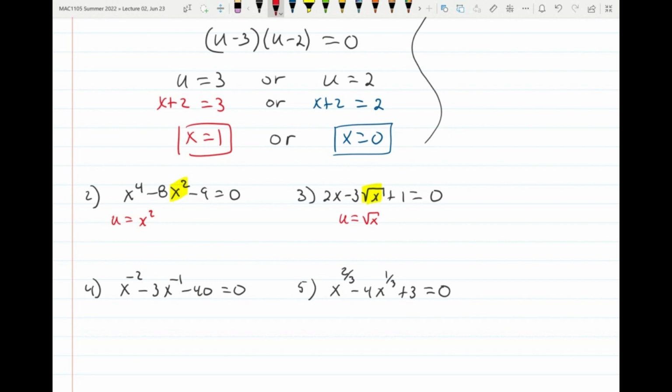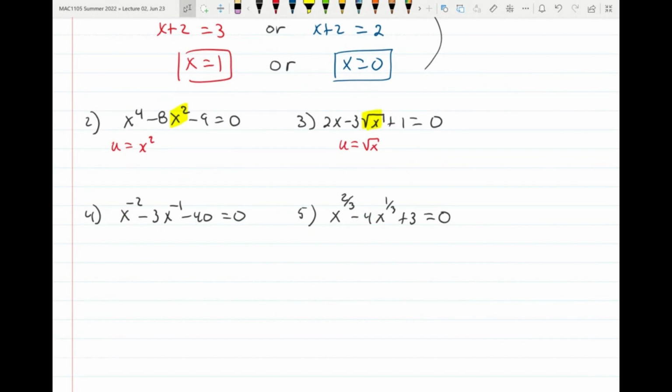Do you understand this? Okay, how about number 4? X to the negative 1. Very good. This guy right here. Notice that if we let u be equal to x to the negative 1, when you find u squared, remember when you square an exponent, you multiply the exponent, right? So negative 1 times 2 is negative 2. So you will get your x to the negative 2. Good. And how about number 5?